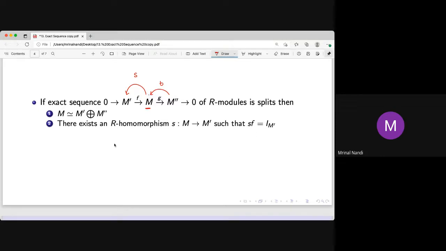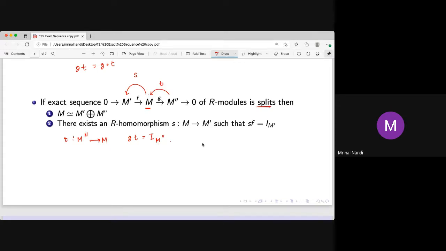So what is the proof? The proof is, let T be as defined, the splitting map. We assume that it is a split sequence. So there is a map T such that G composed with T is the identity on M''. We write GT to mean not G times T, but G composed with T. So what happens? Since it is identity, that means T must be injective. So T is injective.